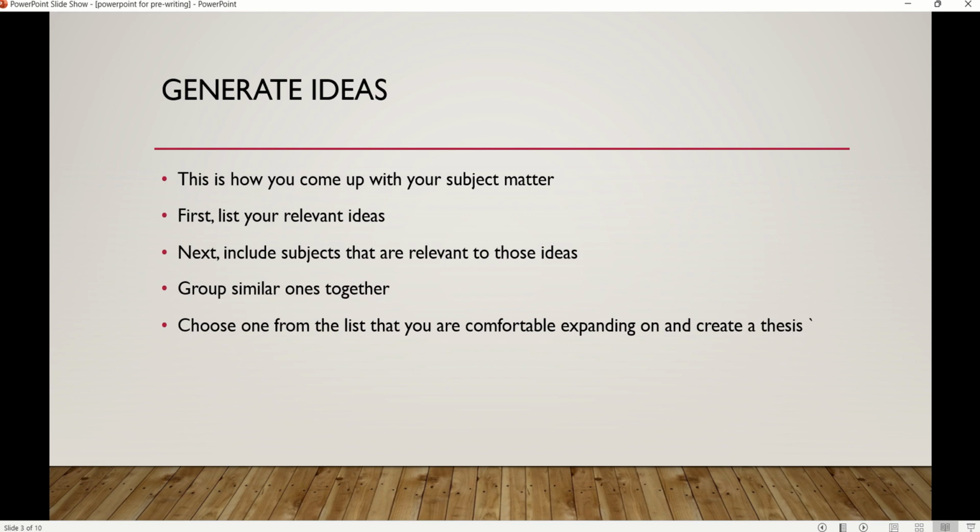The first step is to generate ideas. This is how you come up with your subject matter or how you will expand on a topic or prompt that is given to you for an assignment. First, list your relevant ideas. Next, include subjects that are relevant to those ideas, and then group similar ones together.